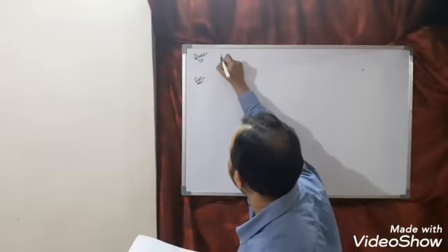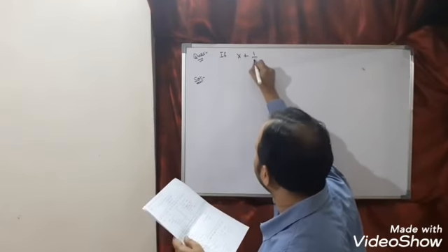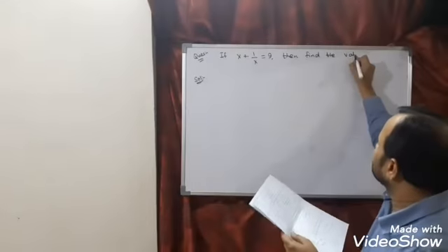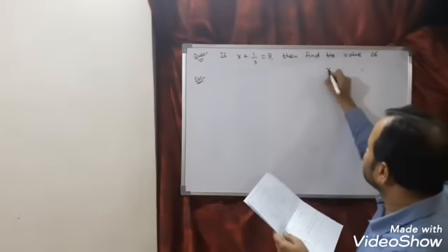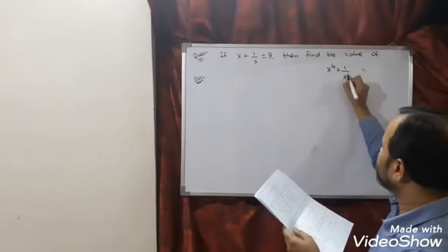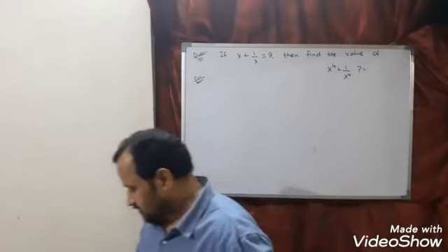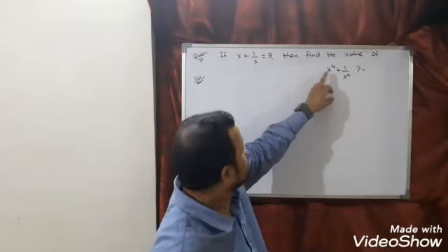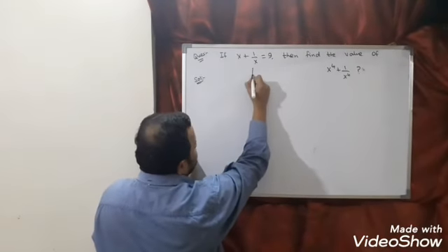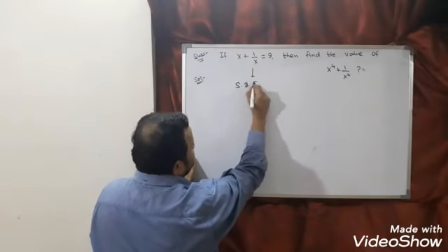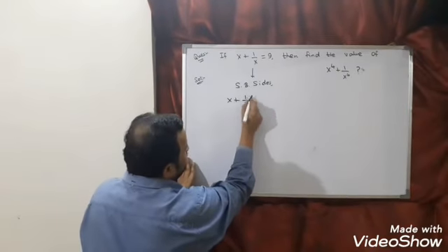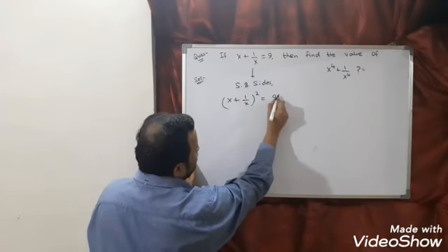So the next question is, if x plus 1 by x is equal to 9, then find the value of x to the power 4 plus 1 by x to the power 4. Now look here, very simple question. Power is 4 here, so let us do squaring first. Squaring both sides. Tell me what you will get. You will get x plus 1 by x whole square is equal to 9 square.